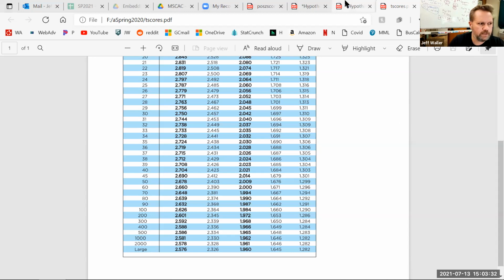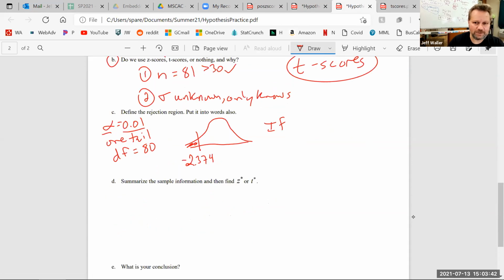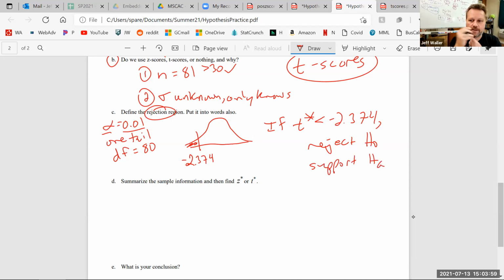All right, so I got to make that negative. I'm using T-scores, right? So if my T star is less than negative 2.374, then we can reject the null, which is why it's called the rejection region, which means I can support the other guy, if I get in there.